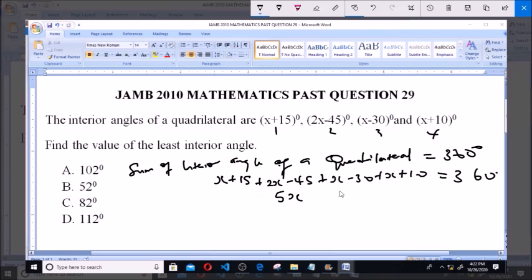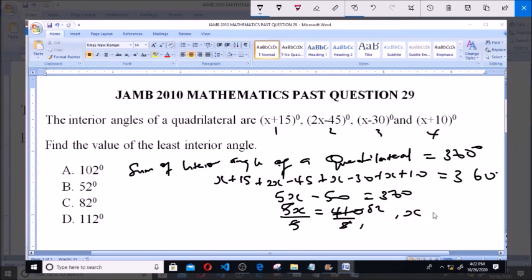We have 5x. Now looking at this, we have 15 plus 15 minus 45 will give us minus 30, minus 30 minus 30 will give us minus 60, plus 10 will give us minus 50, is equal to 360. From this we have that 5x is equal to 410, because this minus 50 will come here to become plus 50. So to get the value of x, we simply divide both sides by the coefficient of x, which is 5. Cancel the 5 here, and 5 into 410 is 82.